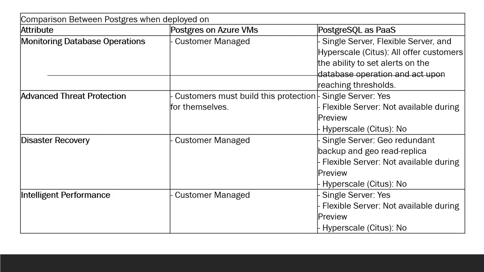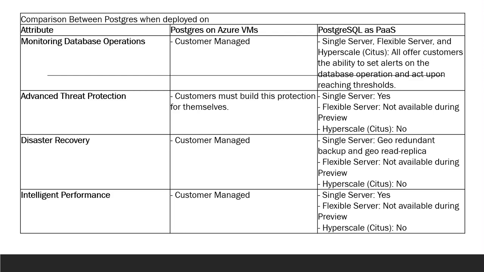Maybe you can use Grafana or any other monitoring tools which are available. You can use some of the tools which are paid ones, or open source as well. But when we talk about the platform as a service, then a single server or the flexible server or hyperscale, you have the alerting mechanism that can be used in case some threshold is attained or crossed. You will be getting the alert.